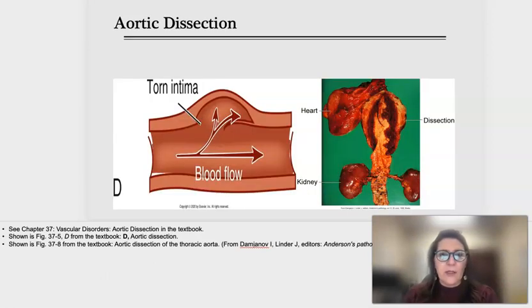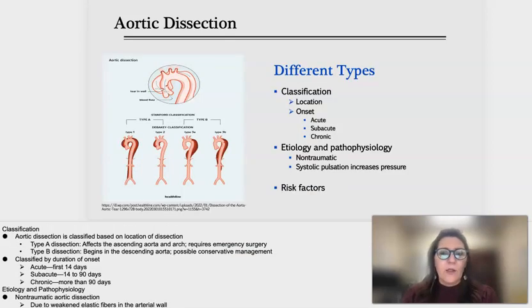You don't want to have an aortic dissection. So this could be acute, subacute, or chronic. It is classified based on where it is. A type A affects the ascending aorta and arch, and that requires an emergency surgery if you make it. Hopefully you make it. But an aortic dissection is not good.